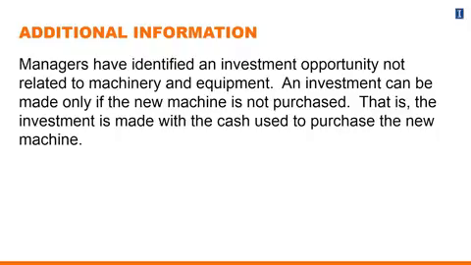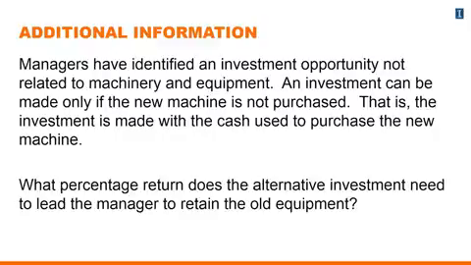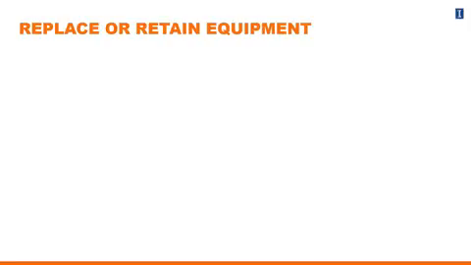So let's consider some additional information in our example. Suppose that managers have identified an investment opportunity not related to machinery and equipment. An investment can be made only if the new machine is not purchased. That is, the investment is made with the cash used to purchase the new machine. So it amounts to $120,000. A question would be, what percentage return does this alternative investment need to lead the manager to retain the old equipment? Well, very simply, we can think about what happens when we replace the old machine with the new one.